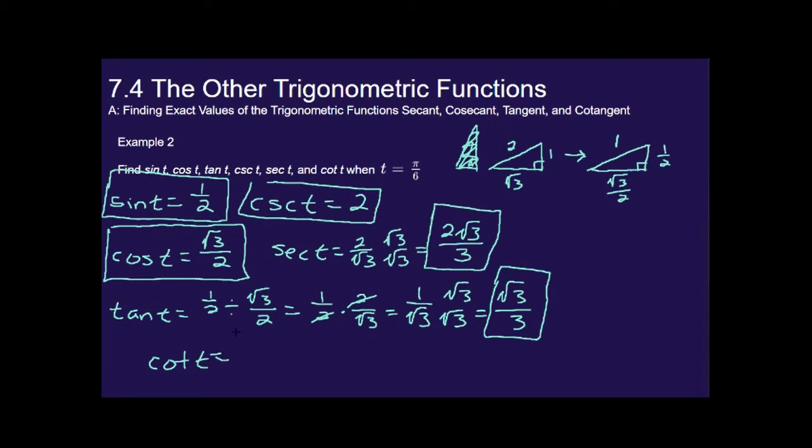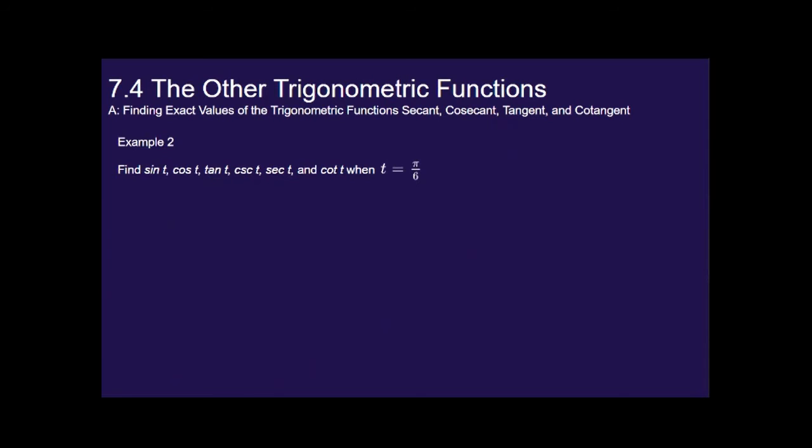Cotangent of t is equal to, now if I flip this over, I'm going to have to rationalize the denominator again. So I'm going to go back before I rationalize the denominator. Tangent is equal to 1 over square root of 3, and I'm going to take the reciprocal of that, which is square root of 3. Cotangent is equal to the square root of 3. Okay, so you are going to now try this on your own.